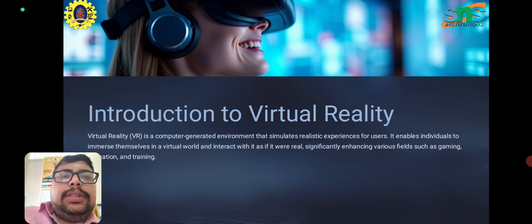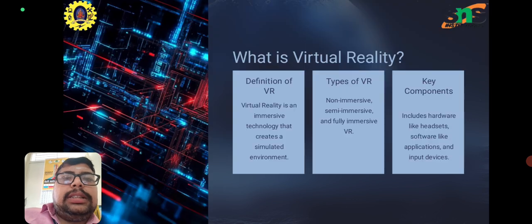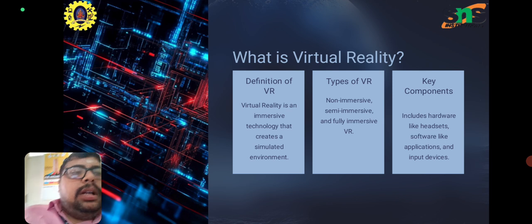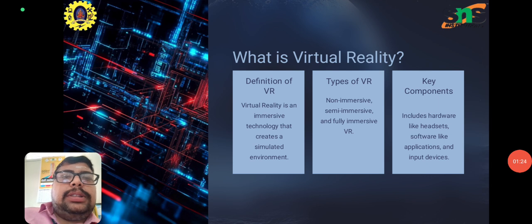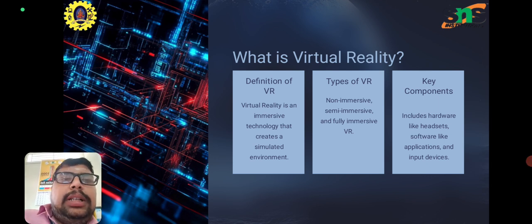This virtual reality has been used in fields such as gaming, training, and medication. In the next slide, you are going to see what is meant by virtual reality. We will be speaking about the definition of VR, types of VR, and key components. The definition: virtual reality is an immersive technology that creates a simulated environment.